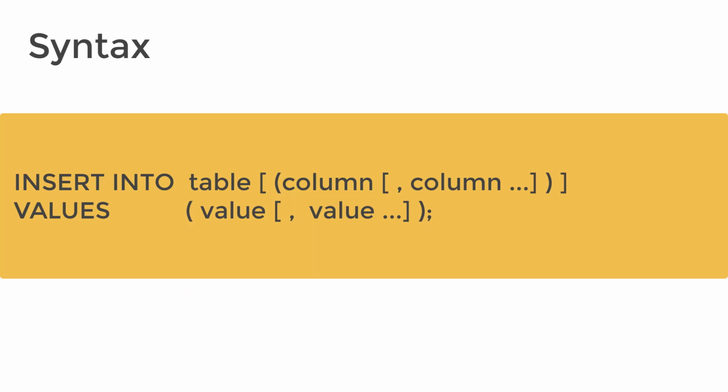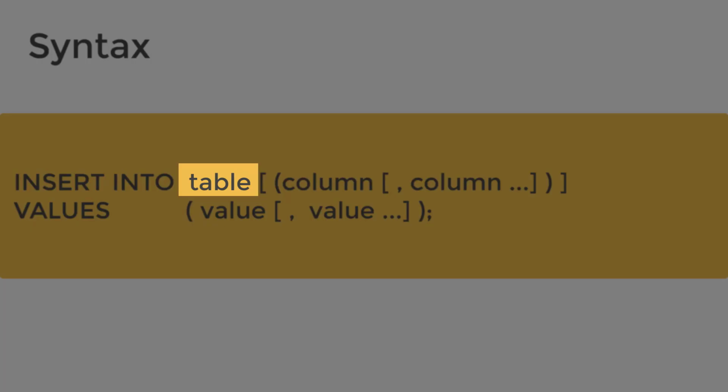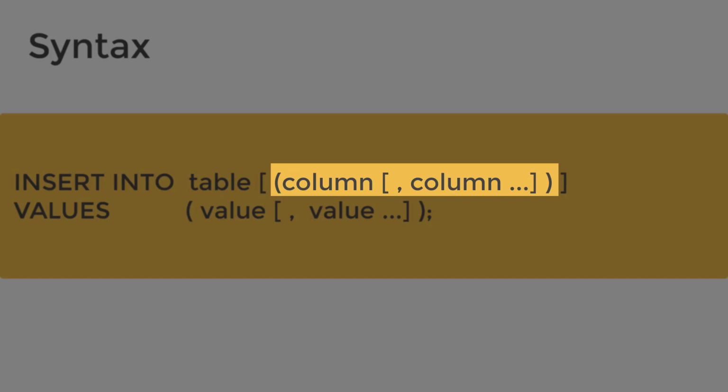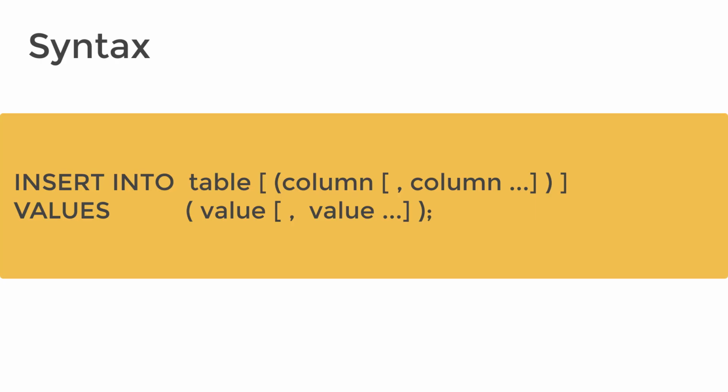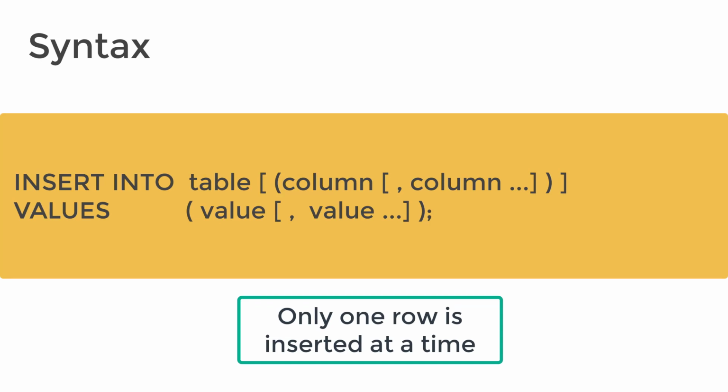You can add new rows to a table by issuing insert statement. In the syntax, table is the name of the table. Column is the name of the column in the table to populate. Value is the corresponding value for the column. Note that with this syntax, only one row is inserted at a time.